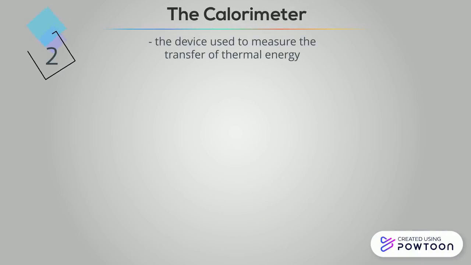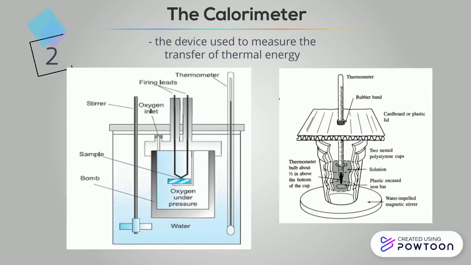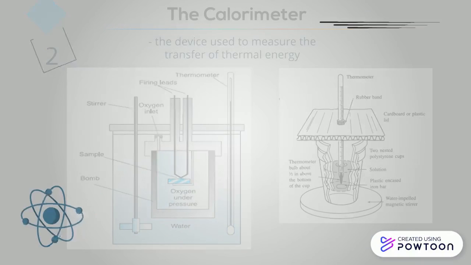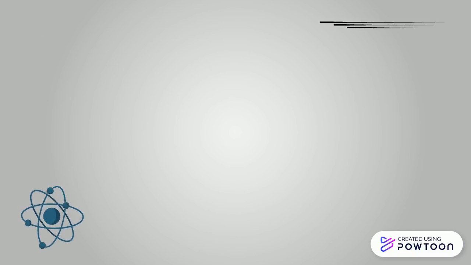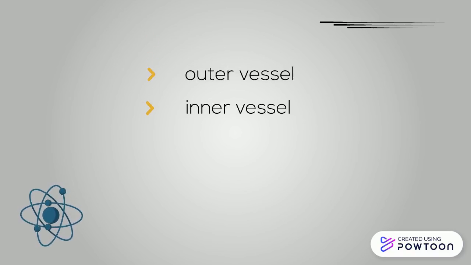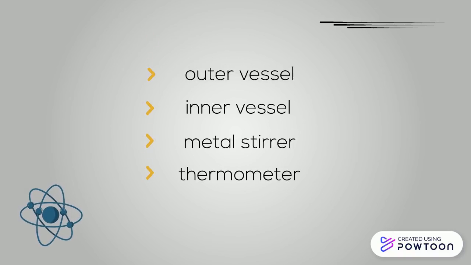The calorimeter is the device used to measure the transfer of thermal energy. It is made up of 4 main components: the outer vessel, which would be the surroundings, the inner vessel, which would be the system, and a metal rod called the stirrer. Also a thermometer to measure the temperature change.